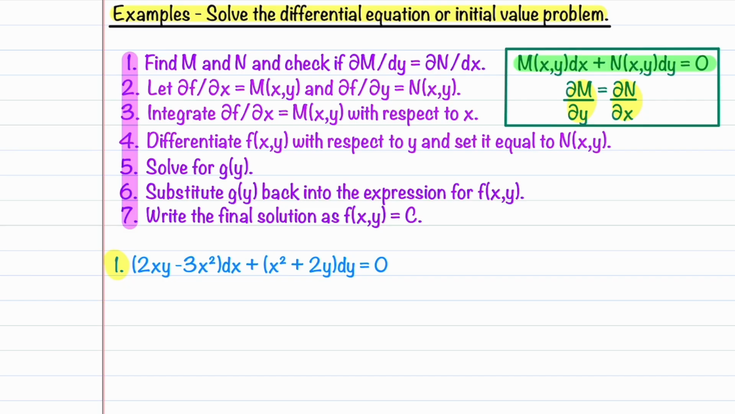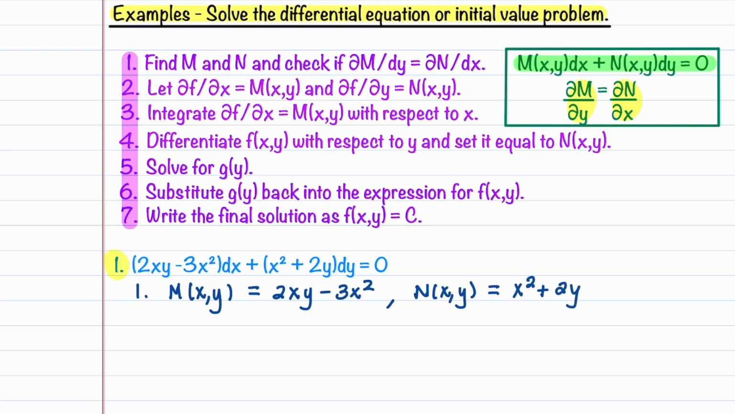Let's look at our first example. The first thing that we're going to do is find M and N and then check if the exactness condition holds. We're going to let M of x,y be the function that multiplies dx, so that's just 2xy minus 3x squared. And then we're going to let N of x,y be the function that multiplies dy, and that is x squared plus 2y.